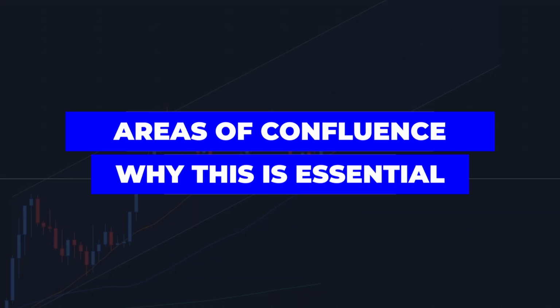Now let's talk about areas of confluence, and trust me, this is where the pullback trading strategy really does shine. A strong confluence simply means we are adding all our trading tools together to get the best trading confirmation as possible for the trade we're about to take. The more clear confirmation signs we can get, the better the trade will be.